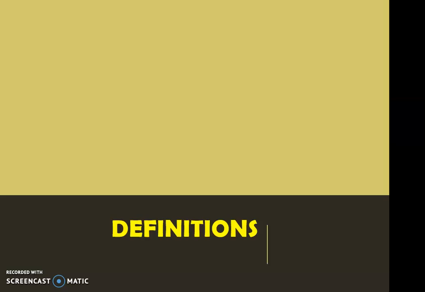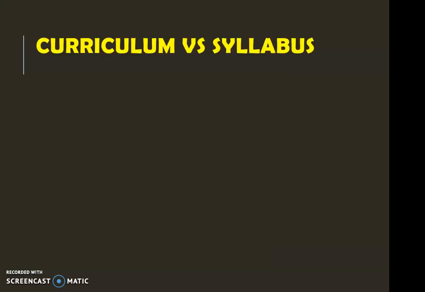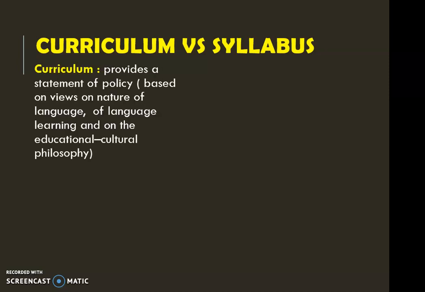And here we wanted to compare and contrast two concepts. Those are curriculum and syllabus. What is the difference between these two terms? A curriculum is the document, let's say, that provides a statement of policy. So it shows or it's based on views on the nature of language learning, and on the educational cultural philosophy.